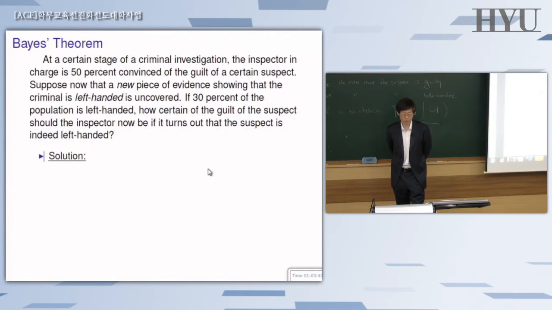So the stage is set up. Two important events are defined. G is the event that the criminal suspect is indeed a criminal. LH is the event that the suspect is left-handed. Using these two events, the probability we want in this question is the conditional probability, assuming that the suspect is left-handed, what are the chances that he indeed committed a crime? And you want to use Bayes' theorem to figure the answer out.